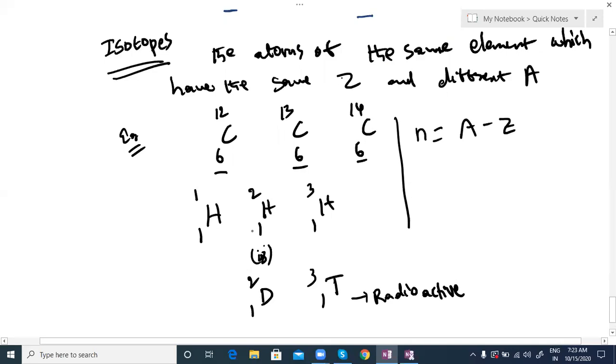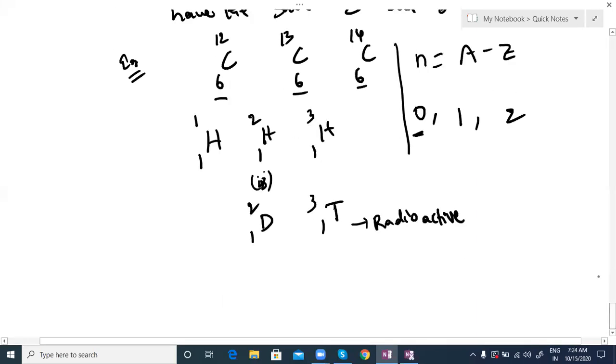Shall we count the number of neutrons here? First case: 1 minus 1 is zero, so 0 neutrons. Next, 1H2: 2 minus 1, one neutron. Next, 3 minus 1, 2 neutrons. They asked this same question in JEE recently, 2019 or 2020: how many neutrons are present. Hydrogen doesn't have any neutrons. In the whole periodic table, only one element has 0 neutrons, that is hydrogen. So these are the isotopes.